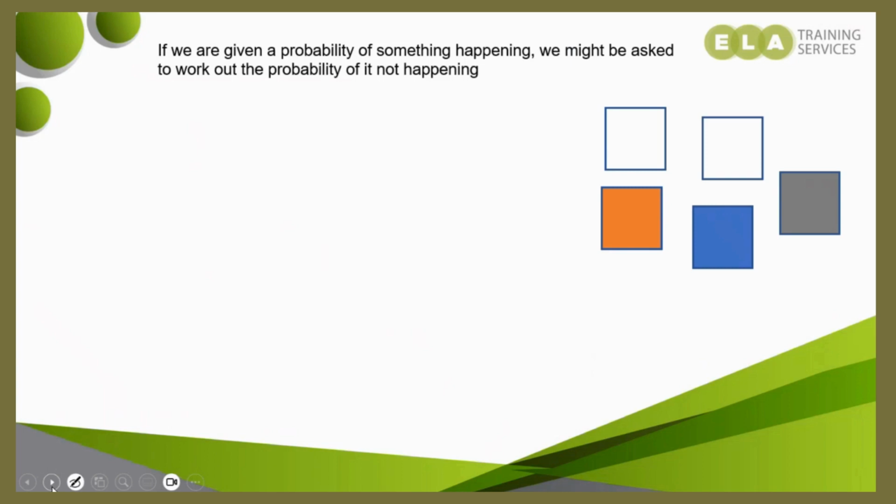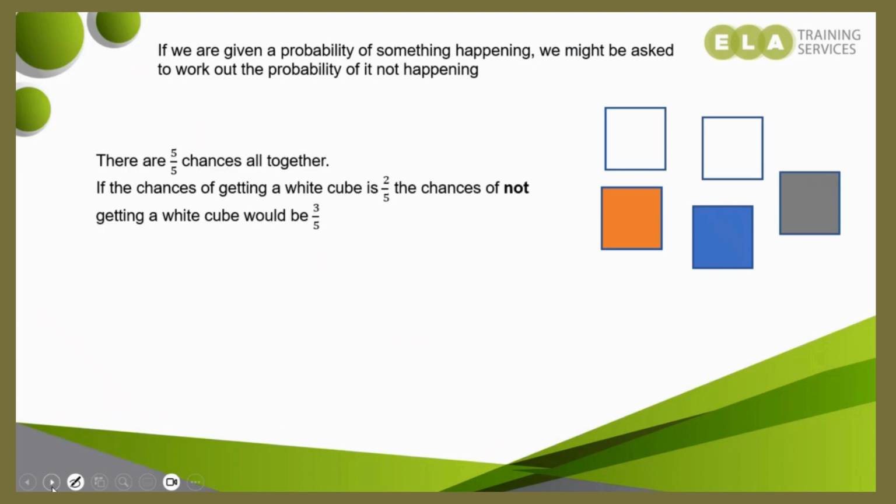If we're given the probability of something happening, we might be asked to work out the probability of it not happening. There are 5 out of 5 chances altogether. So if the chances of getting a white cube is 2 out of 5, the chances of not getting a white cube will be 3 out of 5, because your will and won't happen likelihood must always add up to a whole or 1. So 3 and 2 is 5, 5 out of 5 is a whole.